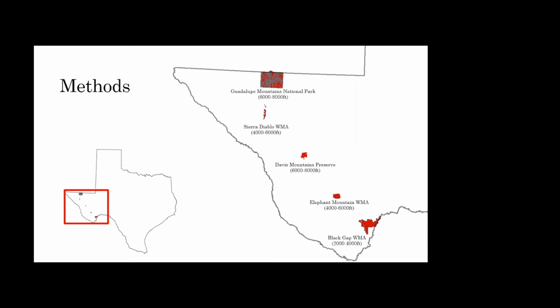At medium elevation, we sampled at Elephant Mountain Wildlife Management Area, as well as Sierra Diablo Wildlife Management Area, that ranged from 4,000 to 6,000 feet. And at high elevation, we sampled at the Davis Mountains Preserve and the Guadalupe Mountains National Park at 6,000 to 8,000 feet.